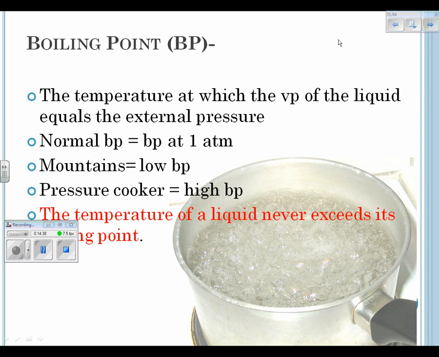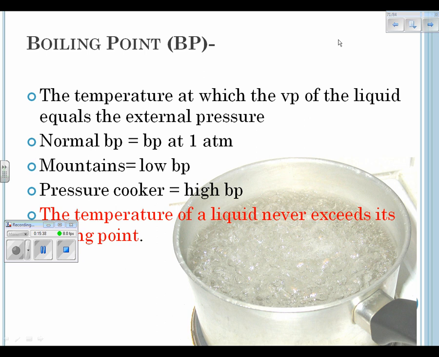Now the boiling point: the temperature at which the vapor pressure of the liquid equals the external pressure. So normal boiling points happen at 1 atmosphere. If we're talking about just the boiling point at 1 atmosphere, then that's typically our normal boiling point. When you go up into the mountains, you have a lower atmospheric pressure, so it actually causes your boiling points to be lower. That's why you have high altitude cooking directions on a lot of things, because those boiling points are lower. When you use a pressure cooker, you put the top on, and this actually makes the boiling point higher because you're creating an external pressure on the liquid that is more than normal atmospheric pressure. So that makes it a higher boiling point, and so you can actually cook things faster in a pressure cooker.